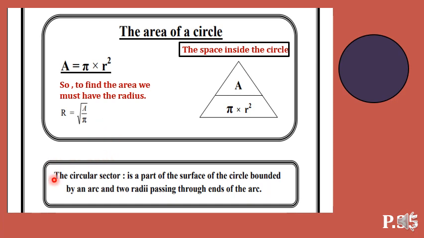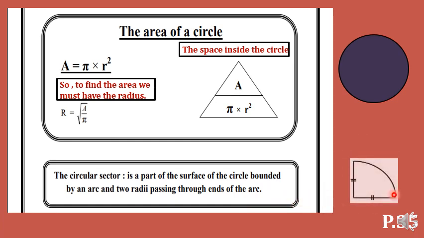Now, what do you mean by the circular sector? The circular sector is a part of the surface of the circle bounded by an arc and two radii passing through the ends of the arc, just like this one. This is a circular sector. These are two radii, and this is the arc.